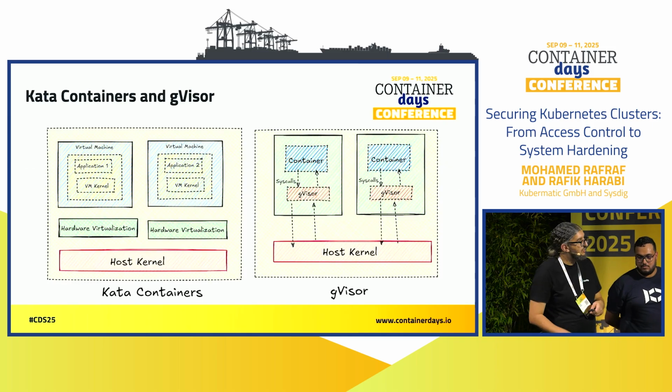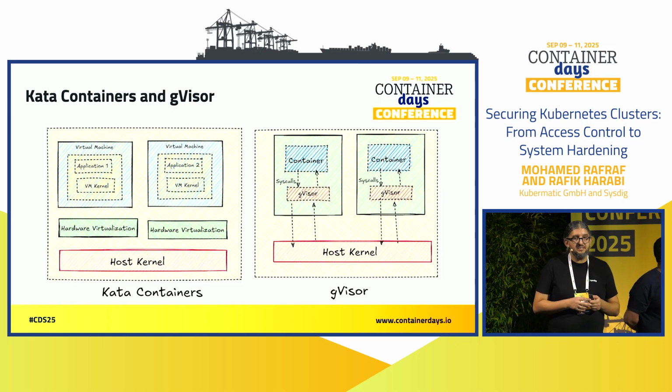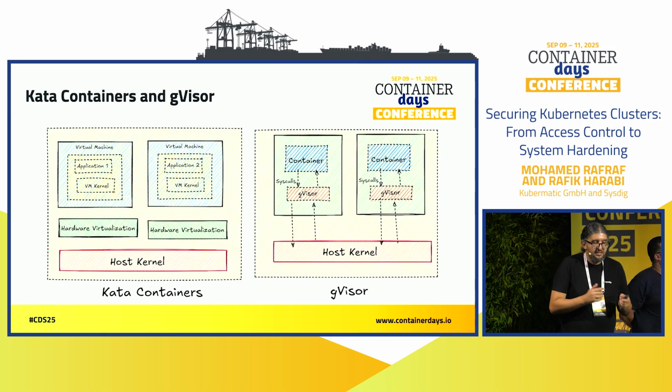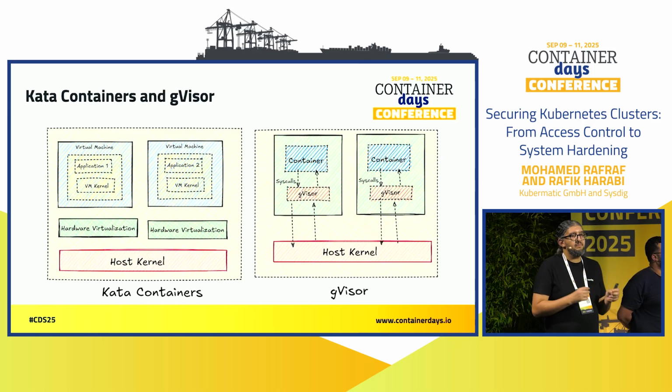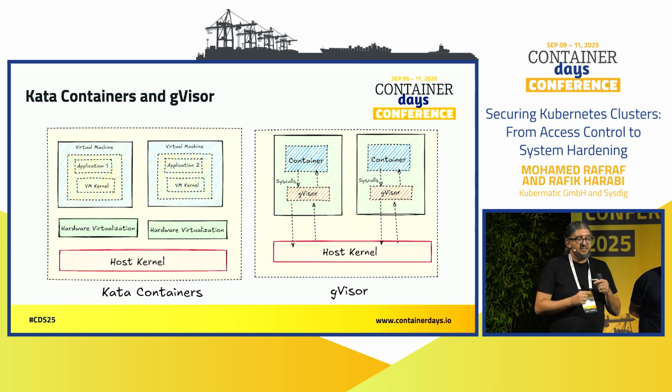So in terms of technology, we have two main technologies, Kata Containers and gVisor, that come with different design architectures. Kata Containers, on one hand, are focusing on having a micro VM. They are super isolated, so the container will have its own hardware, whereas gVisor is adding a layer between the kernel and the container.